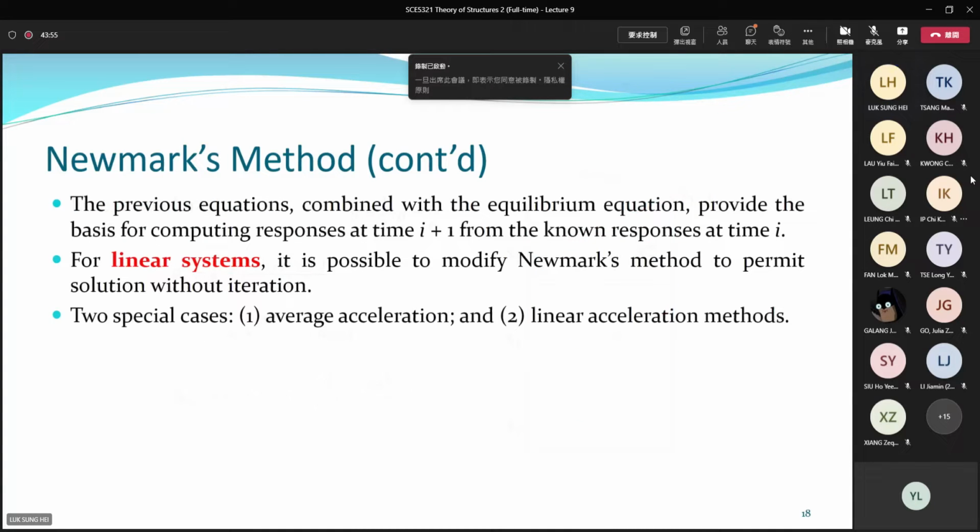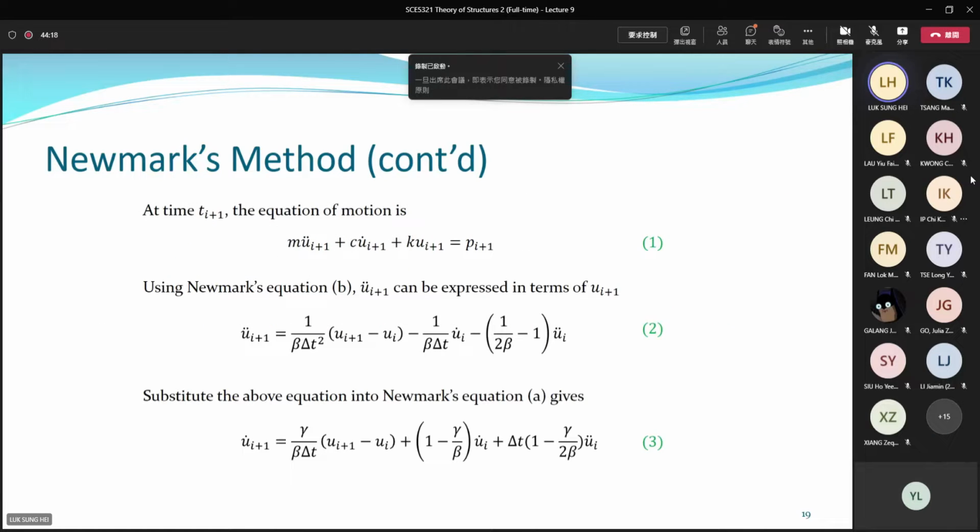Okay, what next? Next, you have to simplify the equation of motion to a form just like the central difference method. You have to do some grouping. What I mean is that you express u i plus 1 on one side, and express the other terms, displacement, velocity, acceleration, on the other side of the equation. Here are some derivations. Say for example, the equation of motion at time t i plus 1 is expressed in this manner. All the things are expressed using the terms at i plus 1: the acceleration, velocity, displacement at time i plus 1.